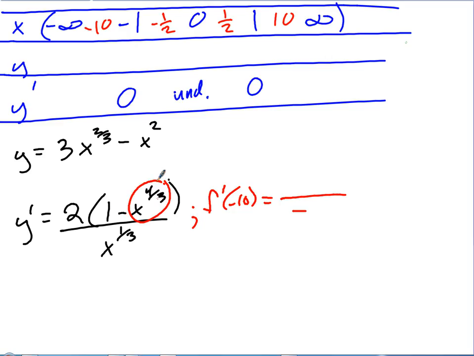Good. Okay, so the x to the 4/3 is always going to be positive. Subtracting it's going to make it always negative. All we worry about is the size, because we're subtracting from 1. Well, negative 10's a pretty big number. So 1 minus a pretty big number is negative. So we get negative over negative, which is positive.